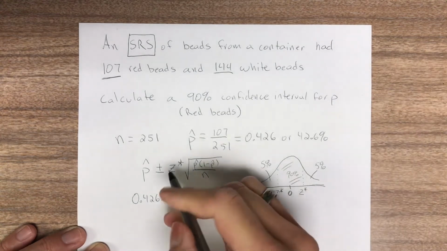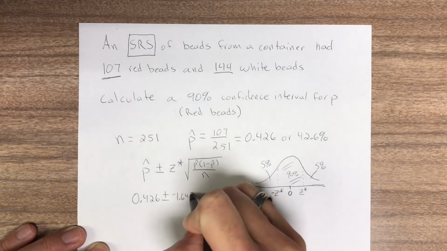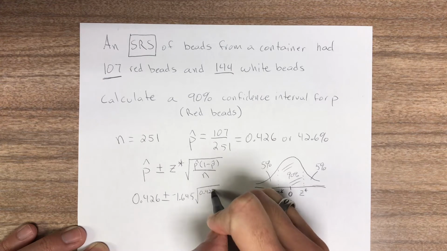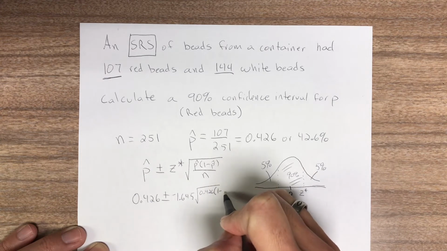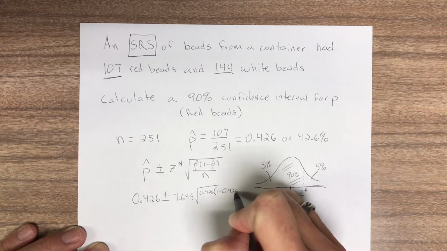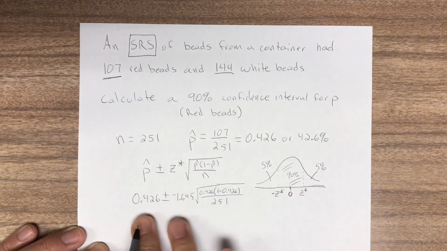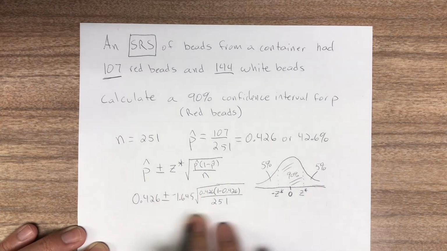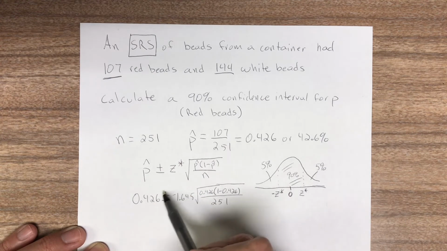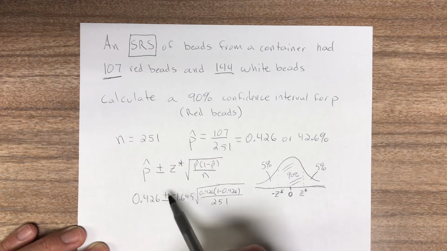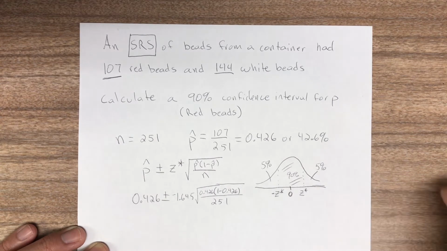So I'm going to write that one down, negative 1.645, and then we have the square root of my statistic, 0.426 times 1 minus the statistic again, 0.426, everything divided by the sample size, which is 251. Now you can do the math. You can actually use your calculator to find those two values. Remember, the plus and minus means you have to separate. One expression is going to have the minus, and another expression is going to have the plus. But in your calculator, it's going to have your actual function to find the interval.